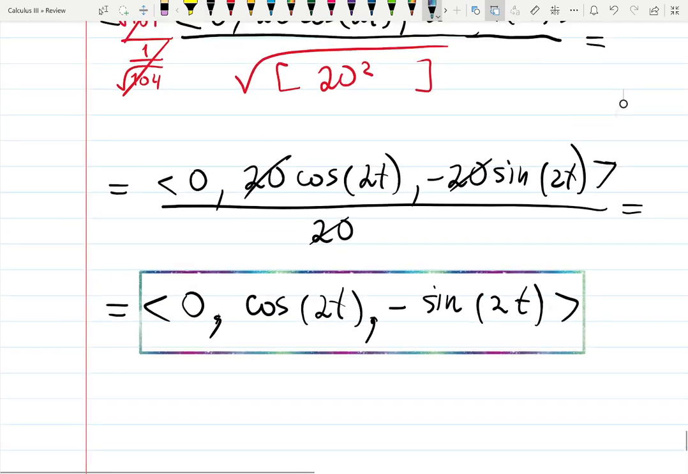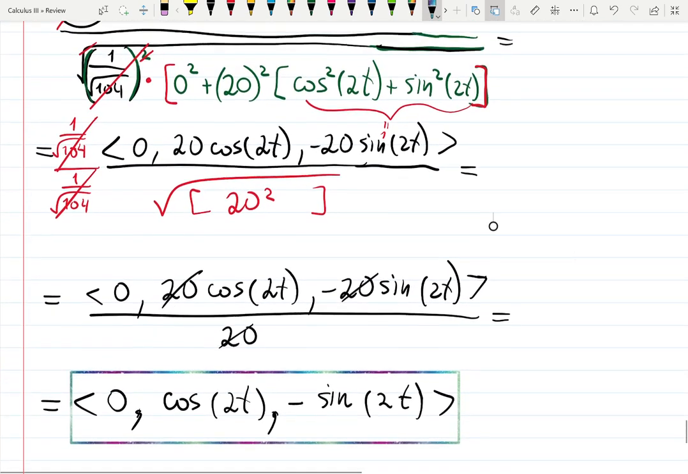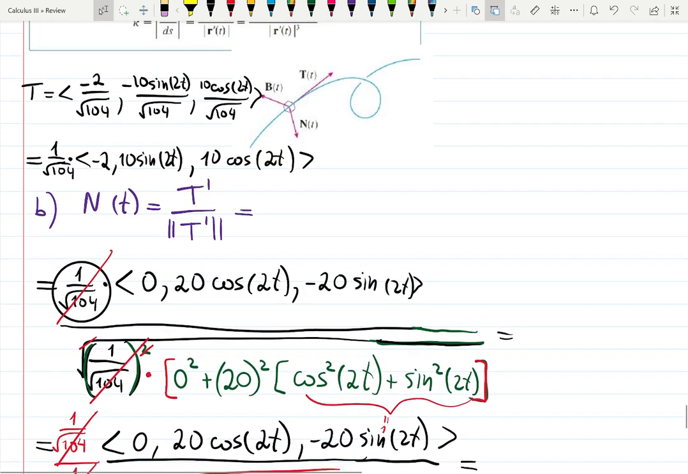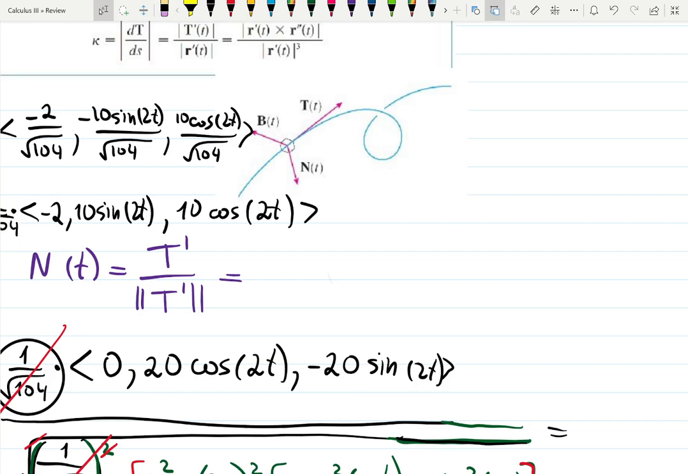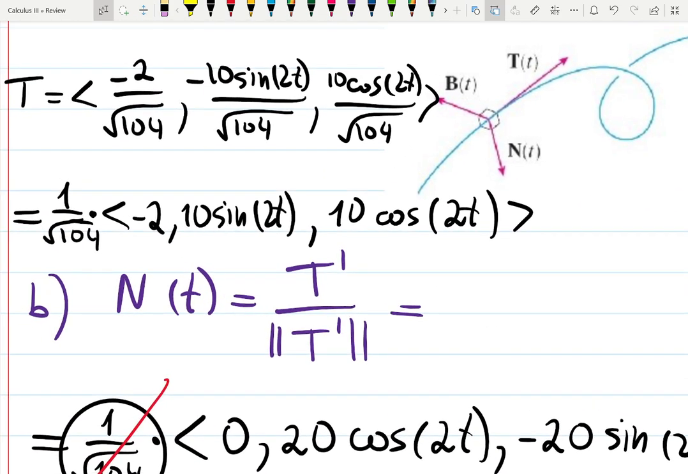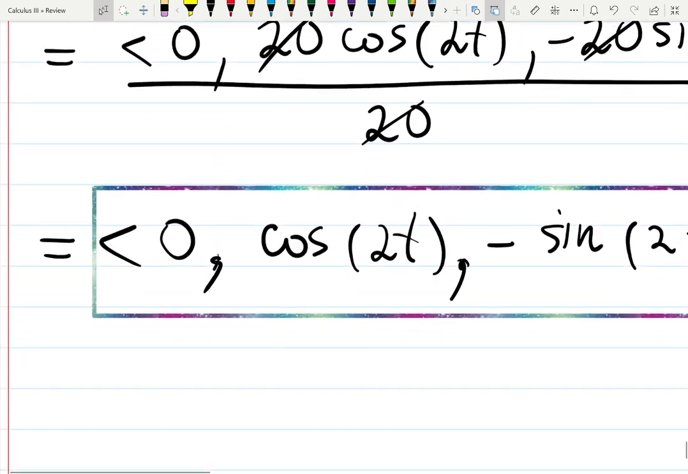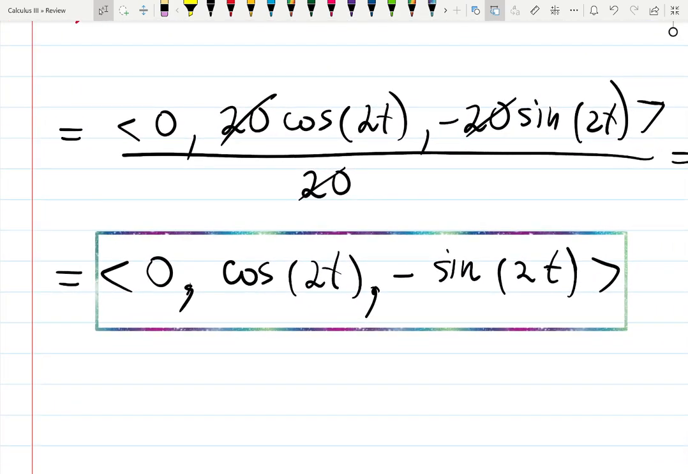And I wanted to say, if we have asked you to plug in some kind of value, for example, t equals 0, then you just do it in each step, A and B. So, for example, here you plug in 0, you'll get minus 2 over square root of 104, comma 0, comma 10, because sine of 0 is 0 and cosine of 0 is 1. And here, if we have asked you to plug in 0, you'll get 0, 1, and minus 1, because cosine of 0 is 1, and minus sine of 0 is 0.